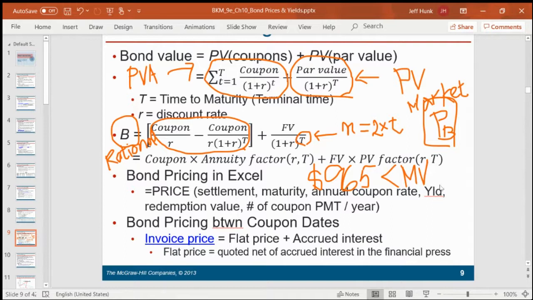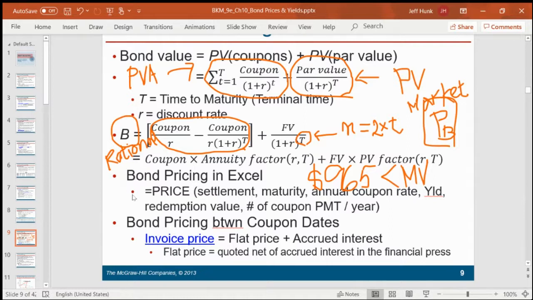Okay. Now, if the price is below the maturity value, then it's called a discount bond. And the other case, if the price is above, that's called a premium bond. But think about it. If the price is quoted based on this formula, right? So you calculated this formula, but that price is actually called a flat price or clean price.